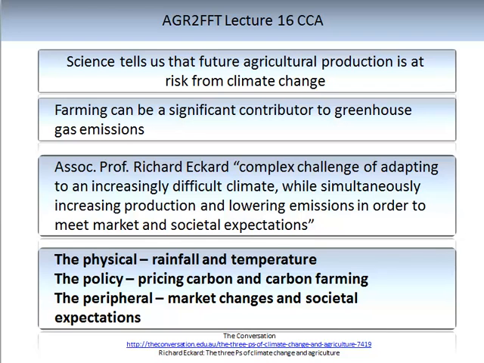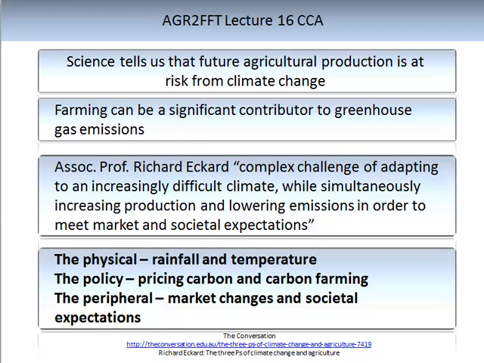The following notes on the next couple of slides are taken from Professor Richard Eckard's article in The Conversation. This article is entitled The 3 Ps of Climate Change in Agriculture. Please take your time after this lecture to read this short article. It can be downloaded from the following link, which is available on Moodle.